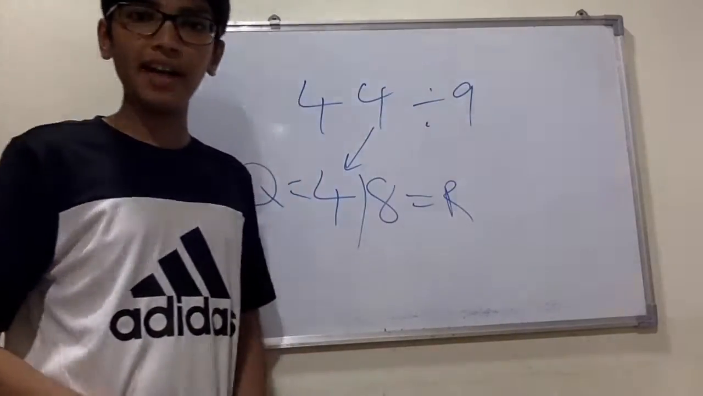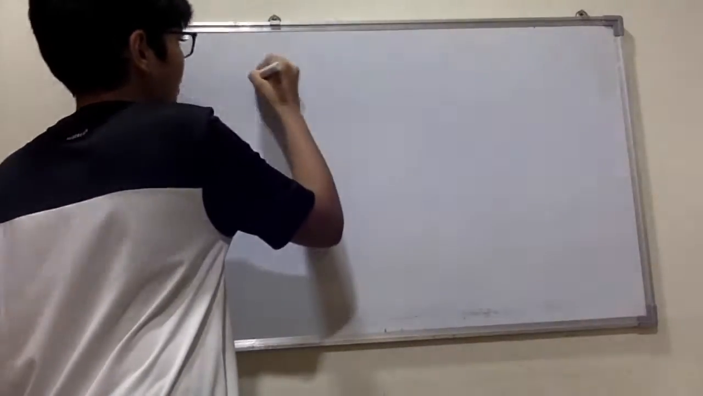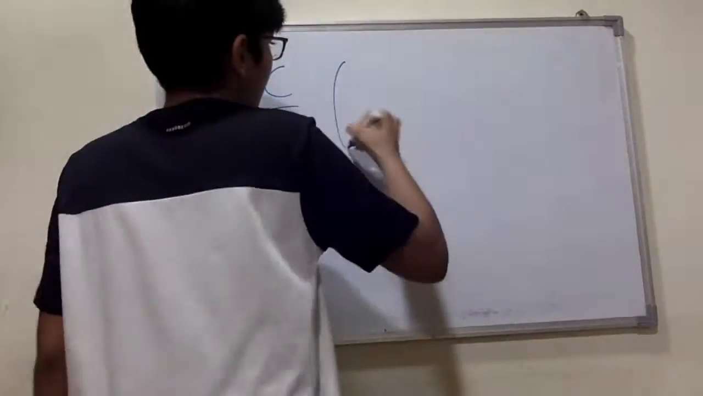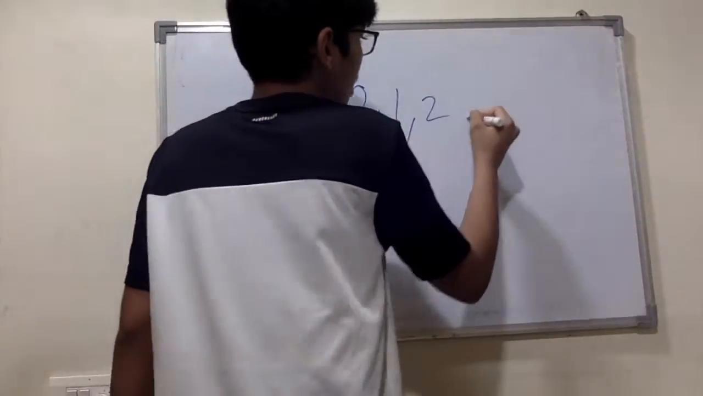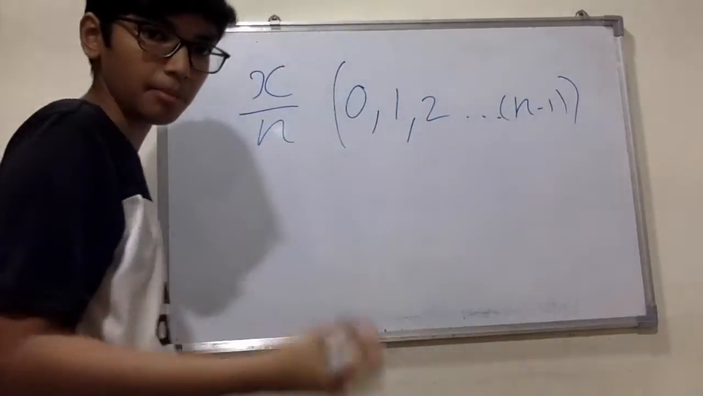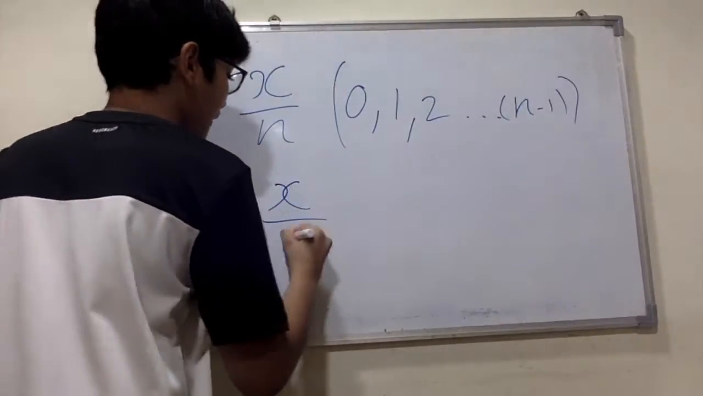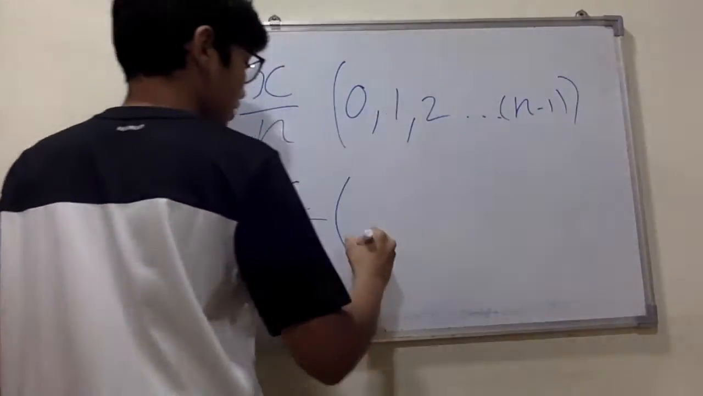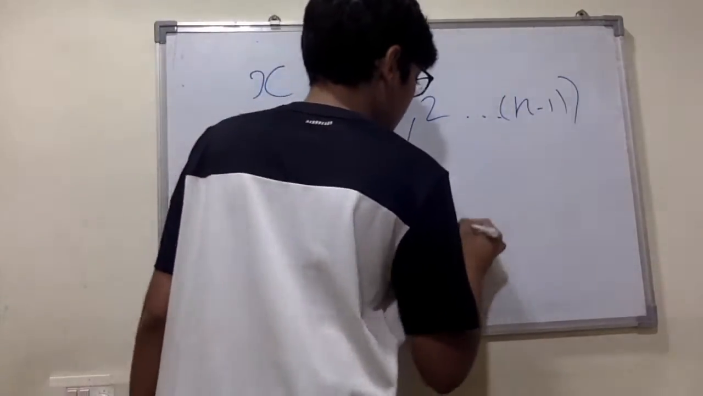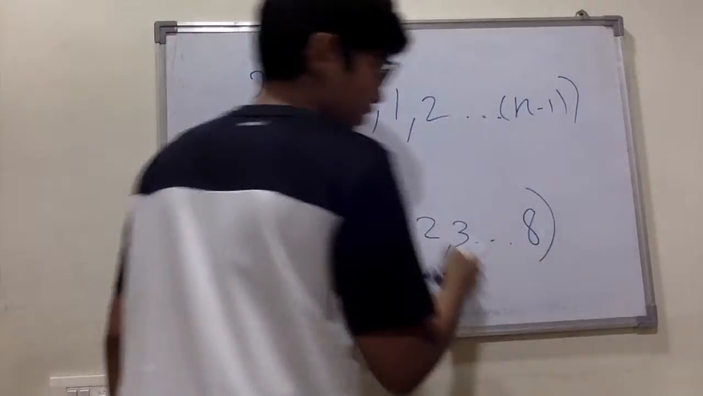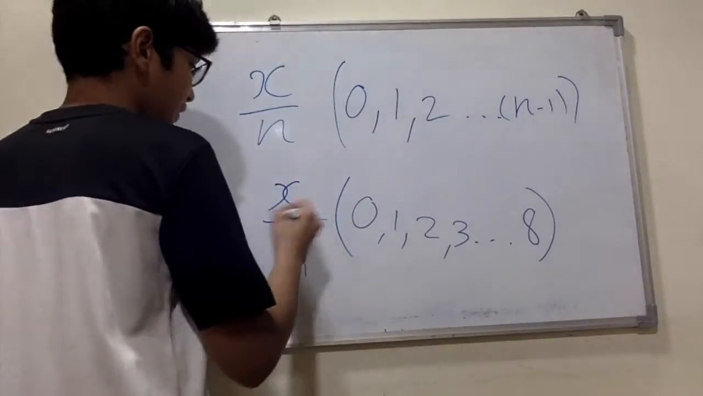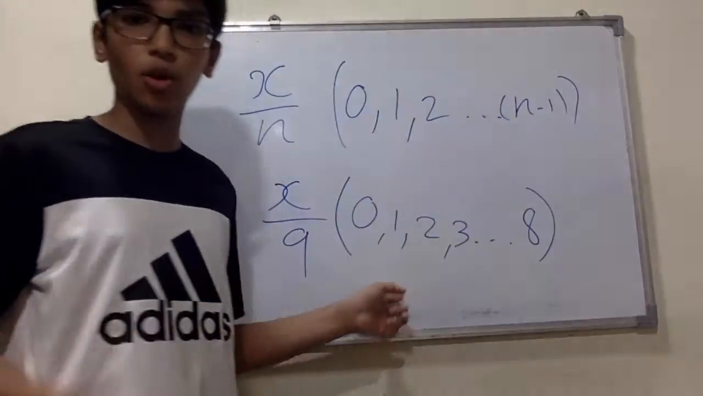Now, before I move ahead, I want to teach you another thing. Basically, if I divide any number by n, which is any other number, the only remainders I can get are 0, 1, 2, up to n minus 1. I can never get the number n as the remainder. So for example, x upon 9, then the only numbers that can be the remainder in this division are 0, 1, 2, 3, up to 8, which is n minus 1, which is 9 minus 1. And remember that the remainder can never be 9. Okay, now understanding this concept, we'll move ahead.